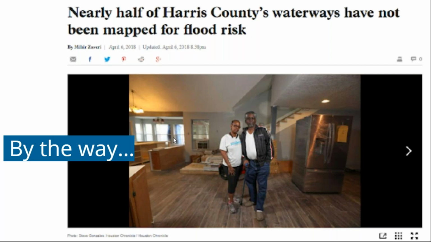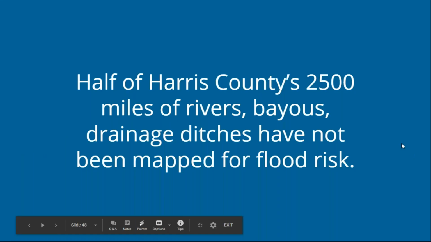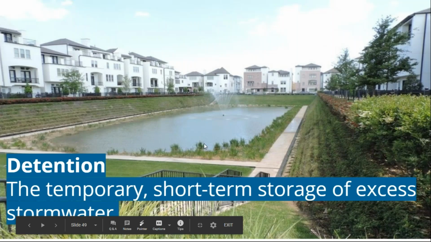Half of Harris County has never been mapped. Half of the risk has never been assessed. 2,500 miles of roads, bayous, drainage ditches, old rivers have never been mapped in Harris County. And it's pretty evident because you can see that 60 to 75% of the structures that flood aren't in the floodplain. It's because we never mapped these areas. We never told people their level of risk. Guys, they're at risk outside of the floodplain, guys and gals. I'm not being discriminatory here.